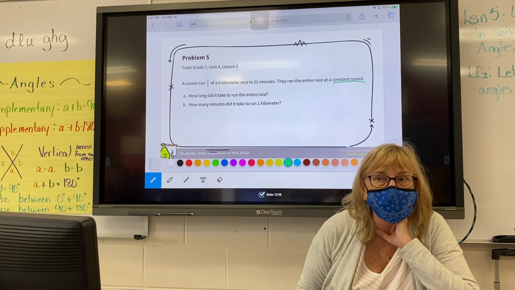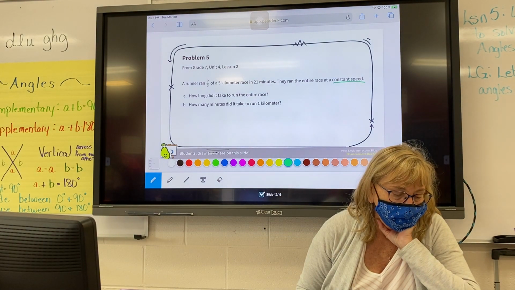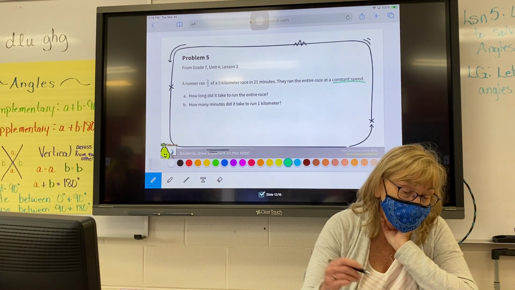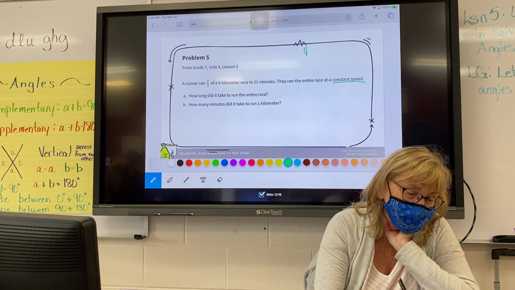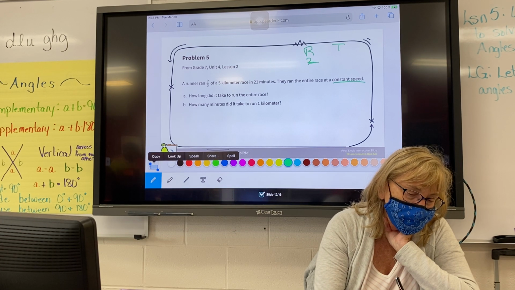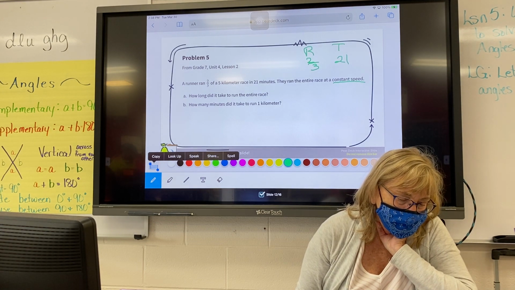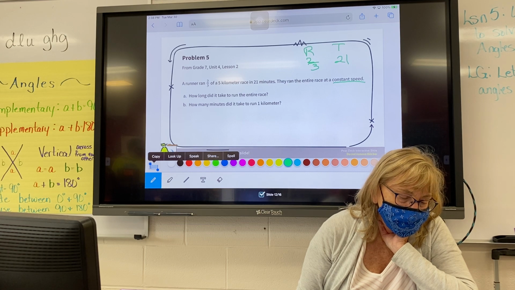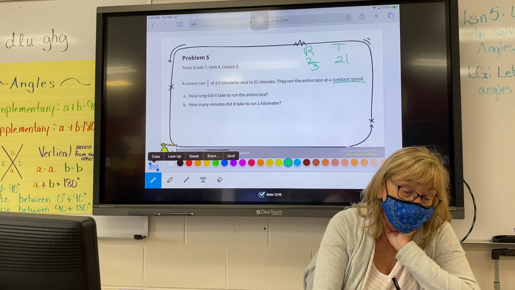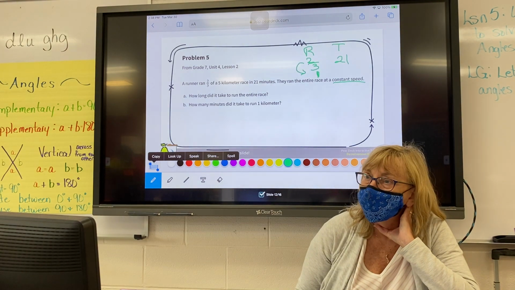So how have we solved unit rate problems? What strategy do we use? Table? All right, let's try a table. So we have the race and we have time. We know 2/3 of the race took him 21 minutes. What do we want to know? How long did it take to run the entire race? So would that be 1? Yes. Okay.